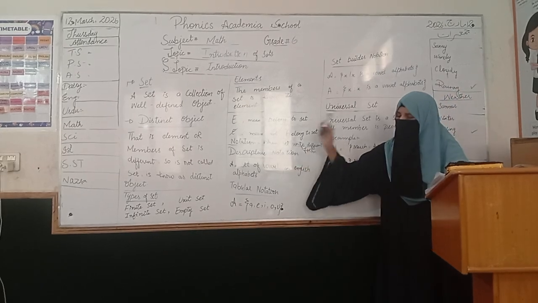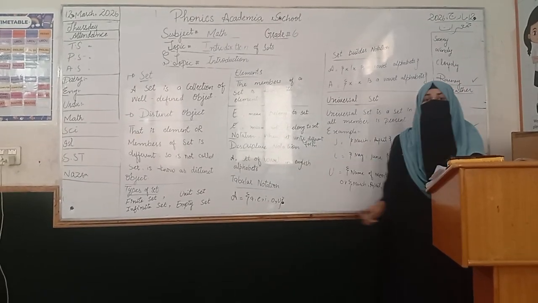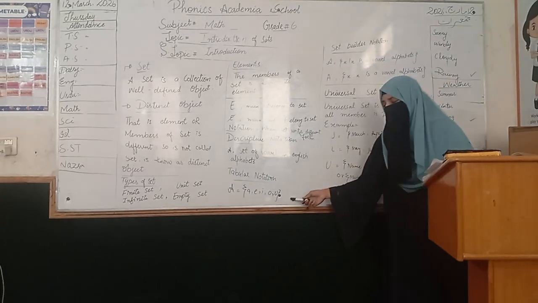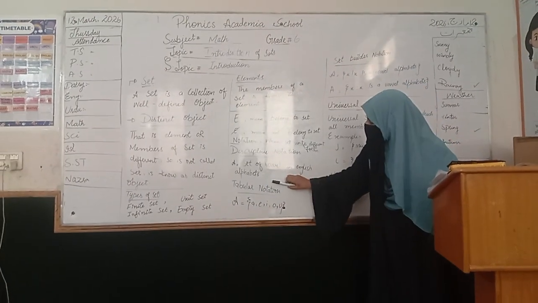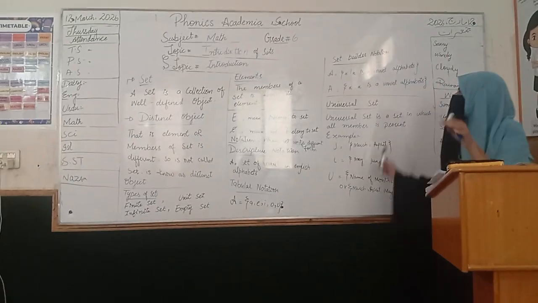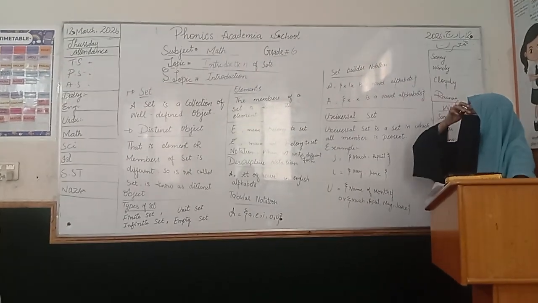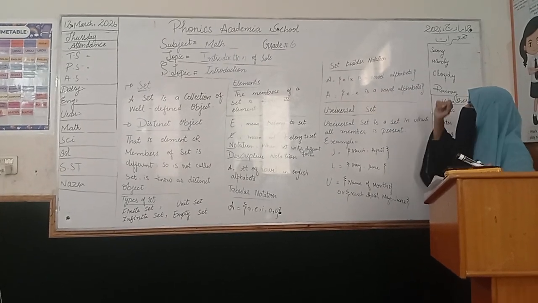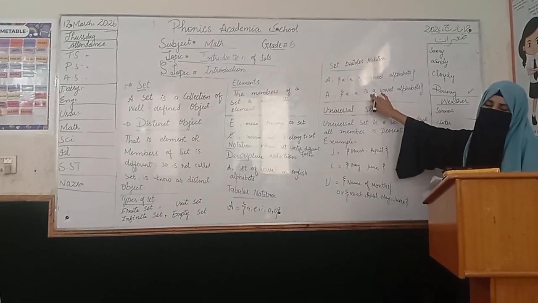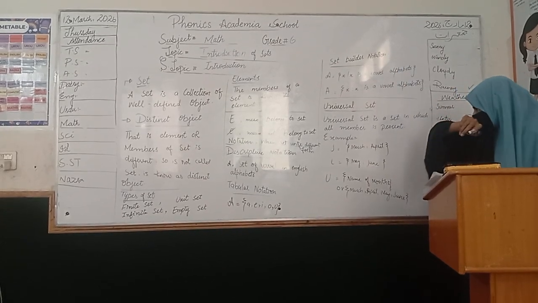But if they are given in brackets, for example A, E, I, O, U, known as the vowels of the English alphabet, and the members are also explained, it is known as tabular notation. Next is set builder notation. That is represented as bracket x such that x is a vowel alphabet. This form, when written, is known as a set builder notation.